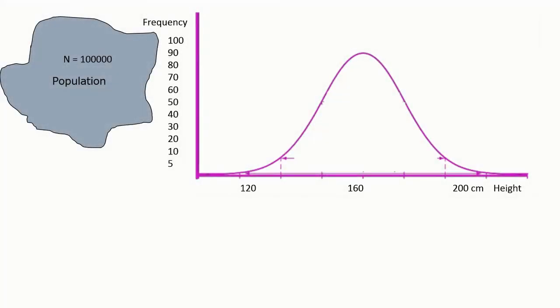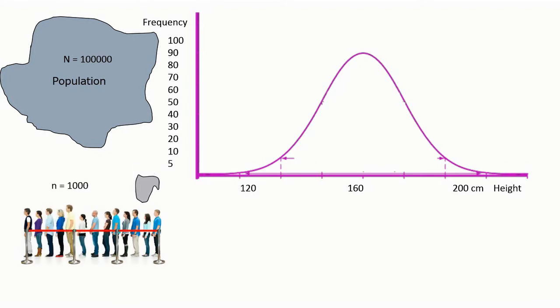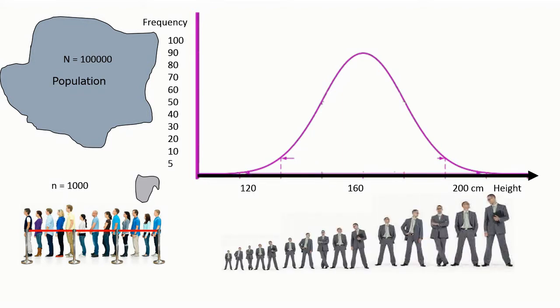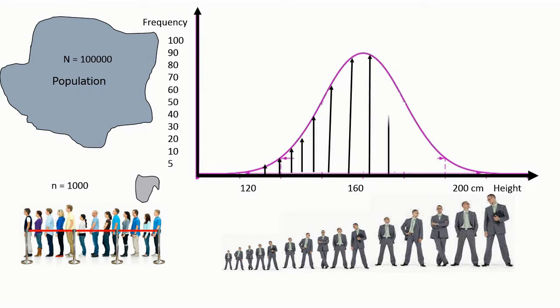We have a population of 1 million persons, and we collect data from a sample of 1,000 persons. We want to know the height of this sample, so on the x-axis, we arrange the values from the shortest to the longest person, and on the y-axis, we record the frequency of each value. So we have this frequency distribution curve.